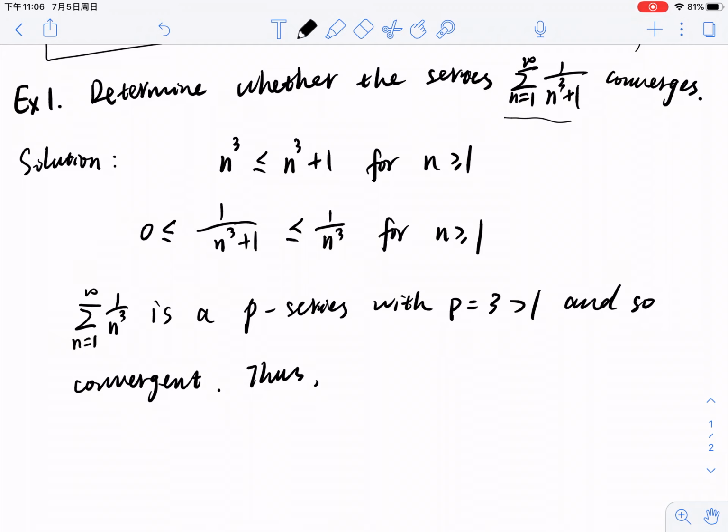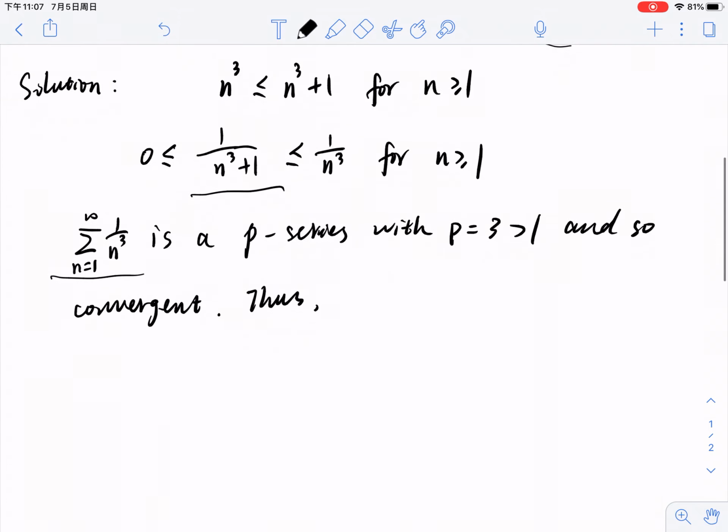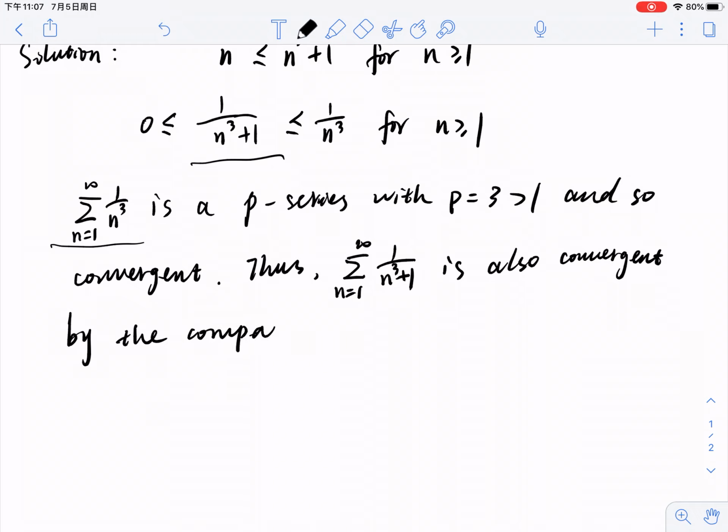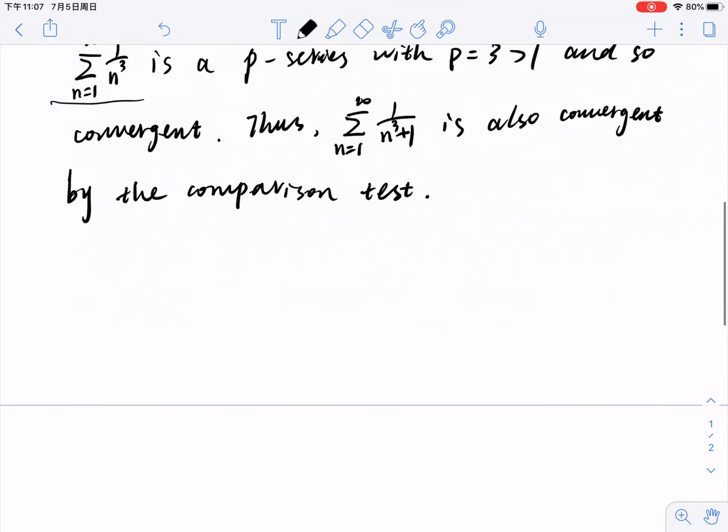Then we have this series convergent, so this series is also convergent. That's sigma 1 over n cubed plus 1, from 1 to infinity, is also convergent by the comparison test. So this is the comparison test.